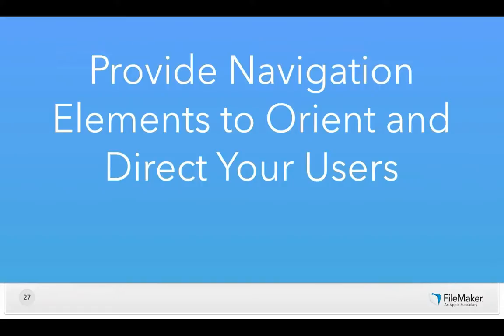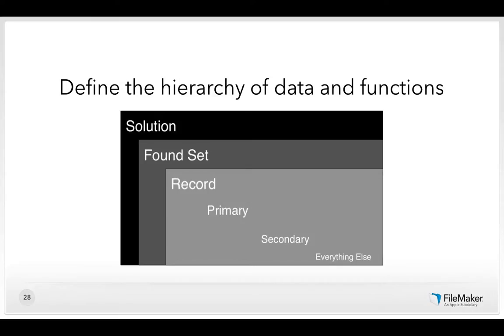So in real life, you can think of the Amazon product catalog that starts out with the whole set of products, and then books, and then fiction books, and then current award winner fiction books. That's a hierarchy. In FileMaker and in software applications, generally the hierarchy goes in this way. There's the whole solution, and then there's the found set, and then there's the current record. And within the current record, there's the most important information and the secondary information, and then everything else.